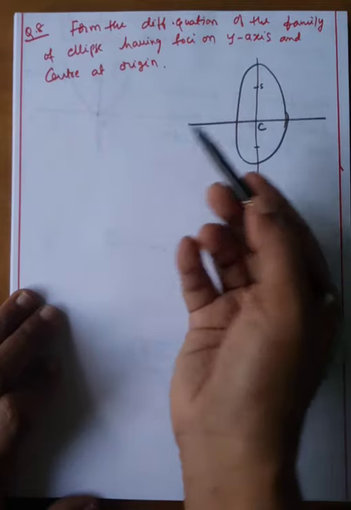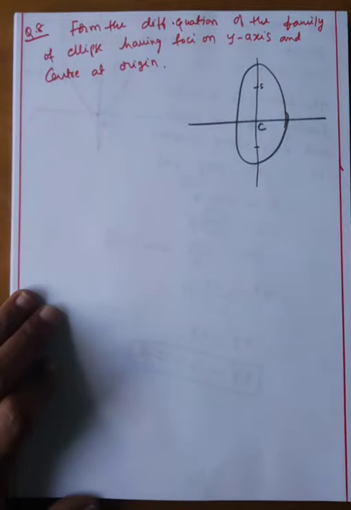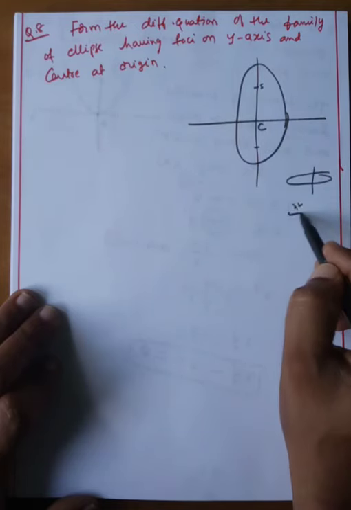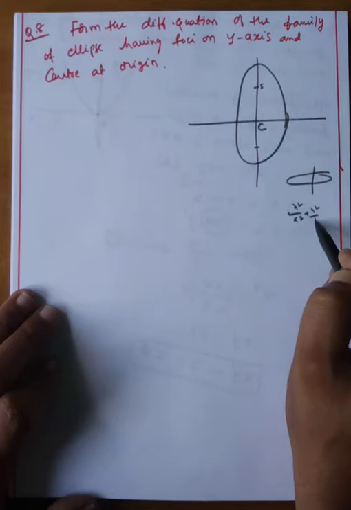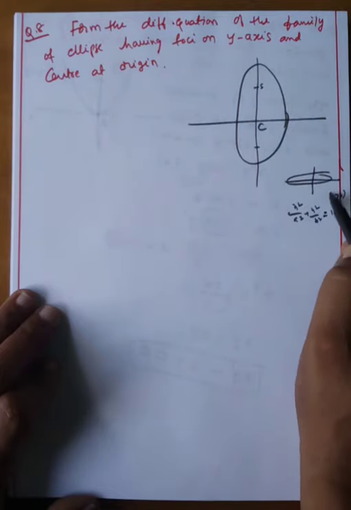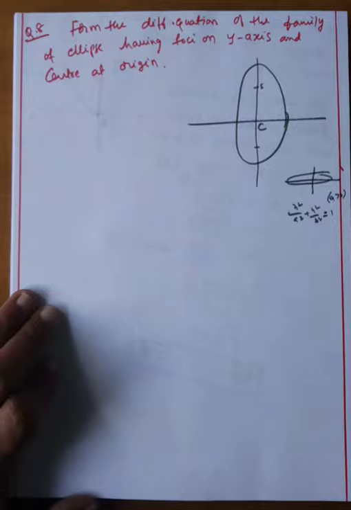What is the equation of the ellipse? X square by a square plus y square by b square equal 1, where a is greater than b. Foci on the x-axis means the a value is more than the b value. Here, foci on the y-axis means the b value should be more.